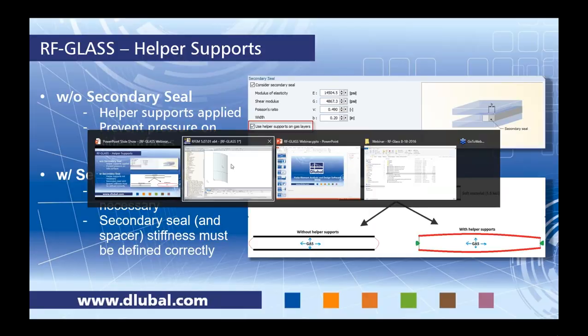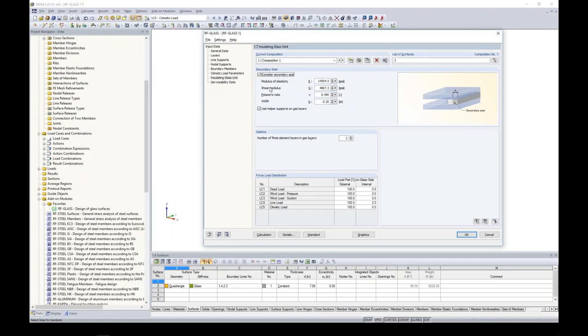So that's just a little bit more on what this option is. For us, we will leave this unchecked for now, therefore the helper supports will be used in the background. The number of finite element layers in gas layers. So our gas layer is only 0.65 inches deep. 2 layers is probably fine for that. If you had something larger, you can always increase the number of layers.